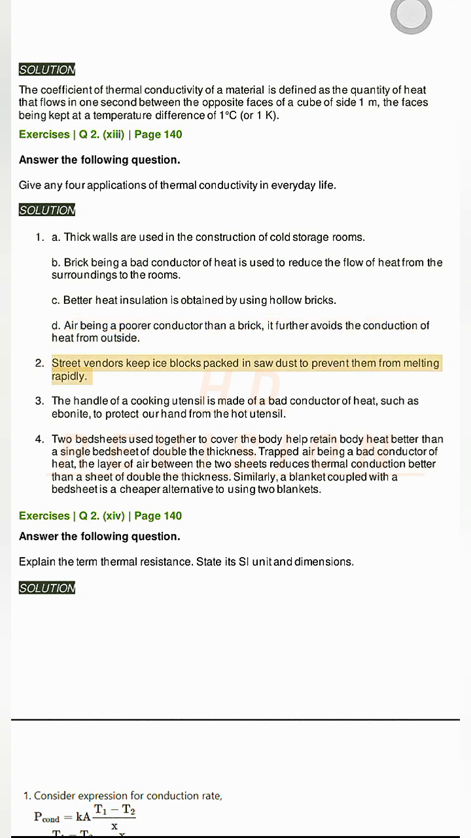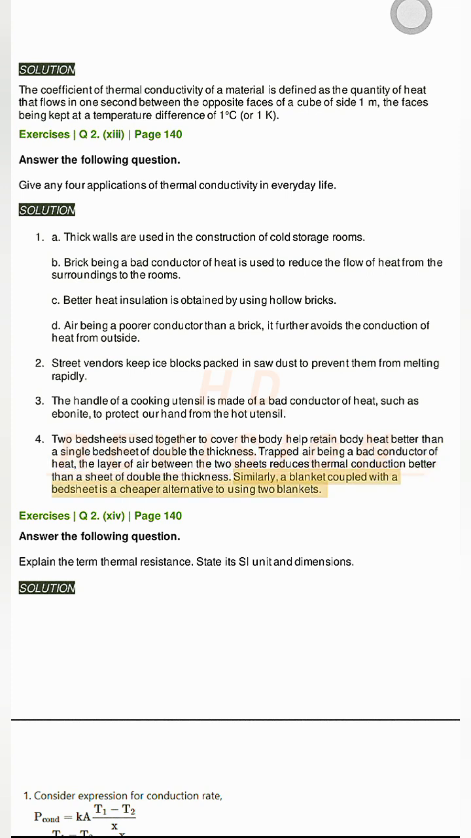2. Street vendors keep ice blocks packed in sawdust to prevent them from melting rapidly. 3. The handle of a cooking utensil is made of a bad conductor of heat, such as ebonite, to protect our hand from the hot utensil. 4. Two bed sheets used together to cover the body help retain body heat better than a single bed sheet of double the thickness. Trapped air, being a bad conductor of heat, in the layer of air between the 2 sheets reduces thermal conduction better than a sheet of double the thickness.